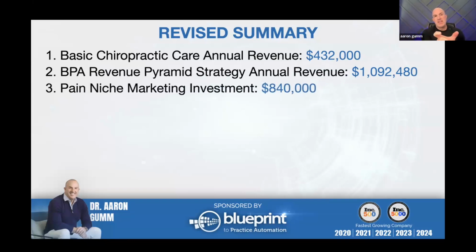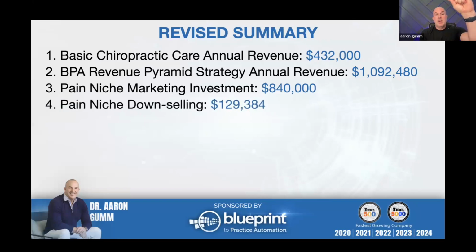We took 10% of that and put it into neuropathy marketing. And that produced about 50 leads per month. And they started closing around 45 to 50%, which is $840,000 in new revenue from niche marketing. And then we took that, we're at the top of that pyramid. And now we started teaching them how to downsell into metabolic and chiropractic. This practice could have done a lot better with this, but I didn't want to use a perfect example. Another $129,384 in revenue.